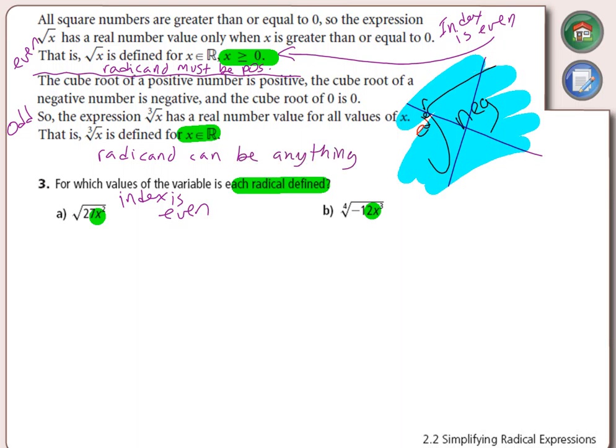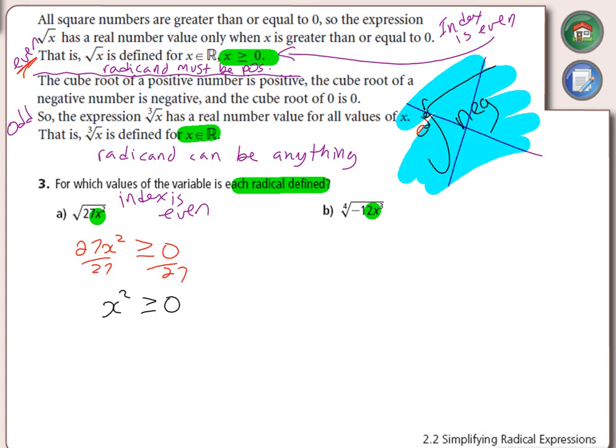Or x ∈ ℝ. Okay, so this part A, the index is even. Oh, we got the problem. We're in this first one. We've got to look at the radicand. It has to be positive or equal to 0, greater than or equal to 0. We're starting there. Let's divide over the 27. That leaves us with x squared being greater than or equal to 0.